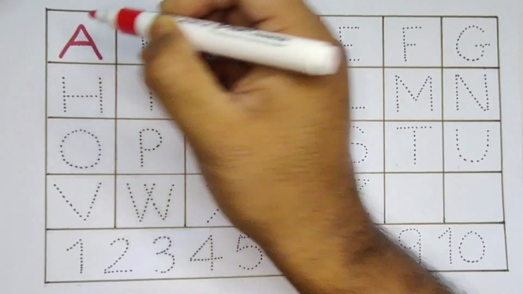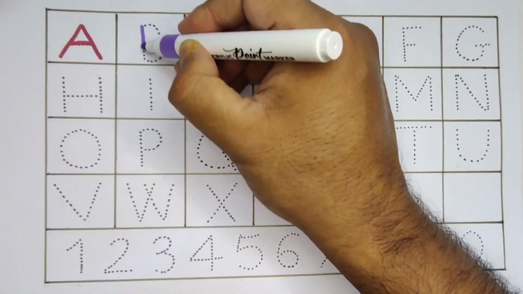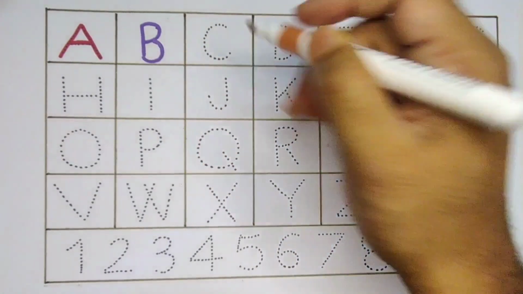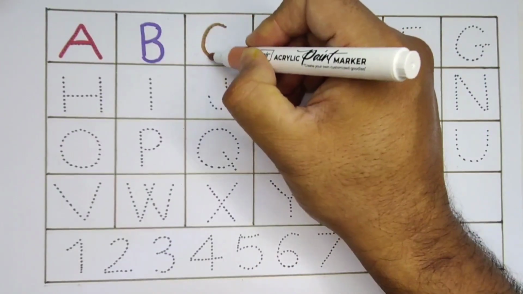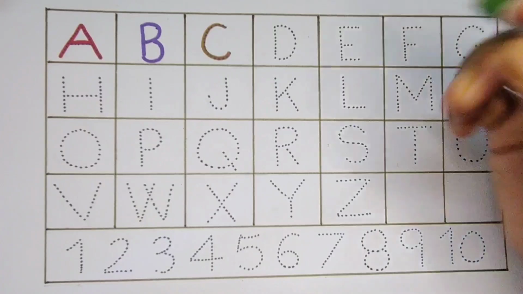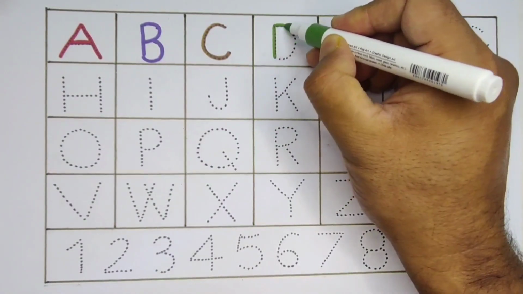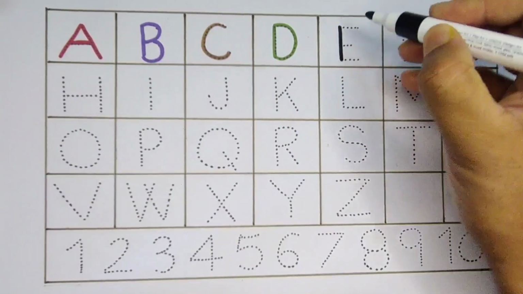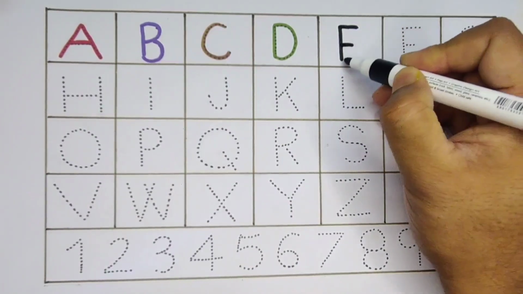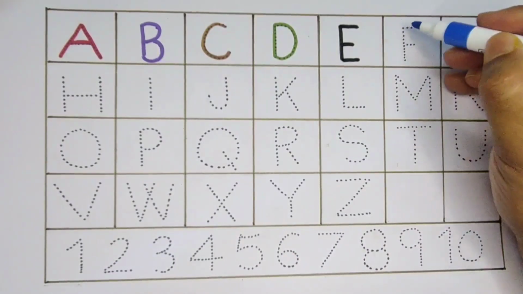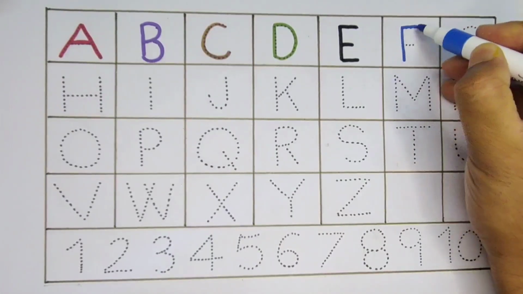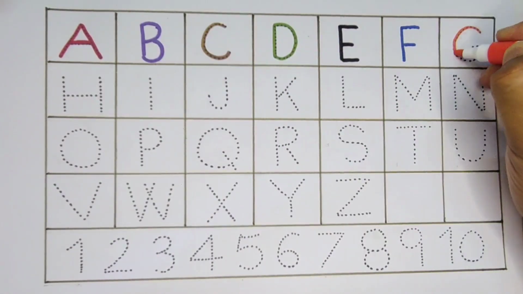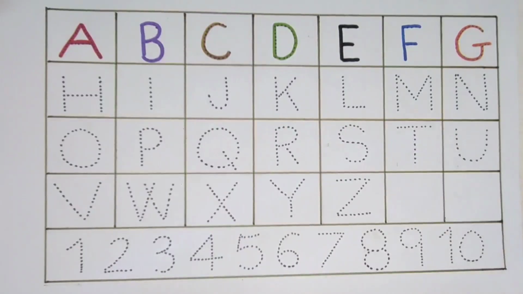A for angel. B for boy. C for cat. D for doll. E for eagle. F for 5. G for grapes.